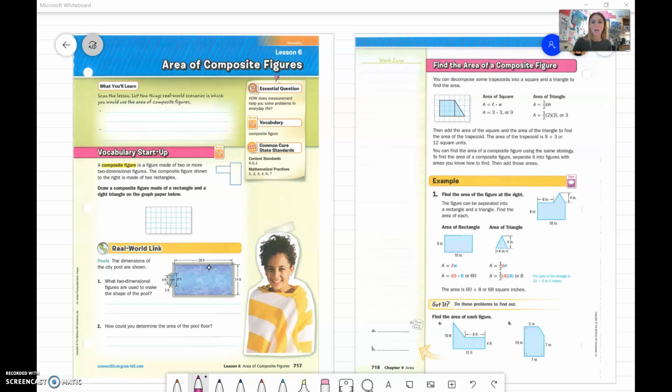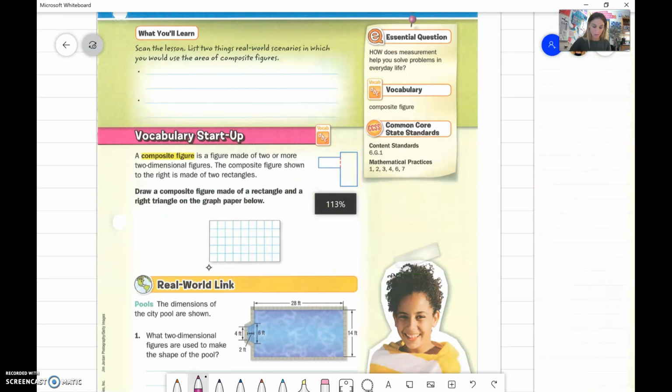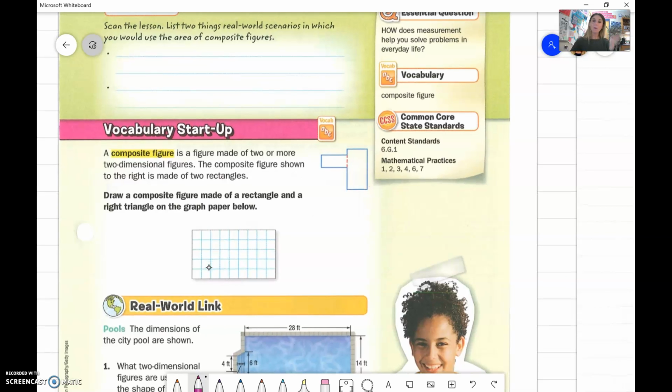Alright, so let's take a look. What is a composite figure? Basically, what we're going to be doing in Lesson 6 is taking all of our formulas that we have worked on throughout Lessons 1 through 5, and combining them together, because a composite figure, if you take a look here, it says, is made up of two or more two-dimensional shapes. So taking a look at this right here, maybe this is how your house might be situated. Notice there's this dotted line right here. We can break this up into two rectangles to figure out the area of that composite figure.